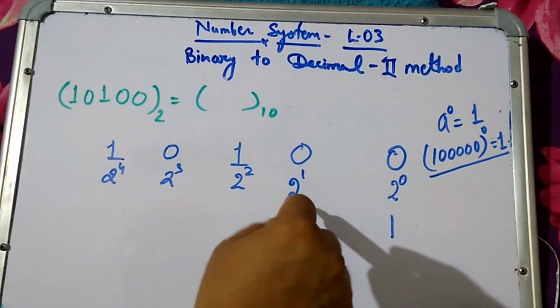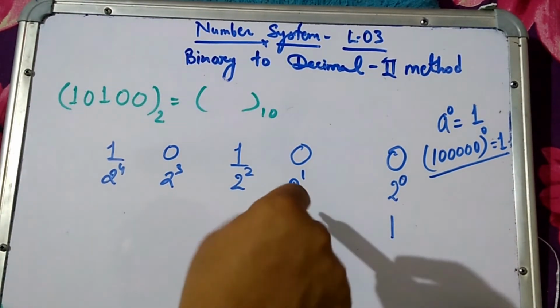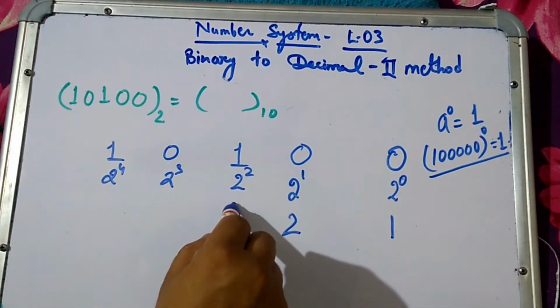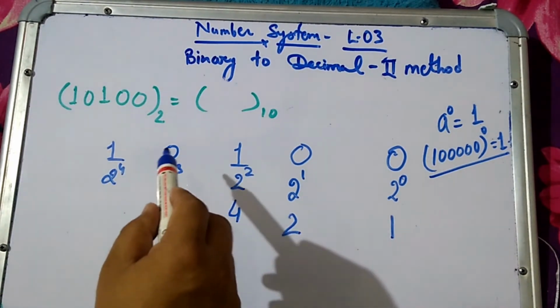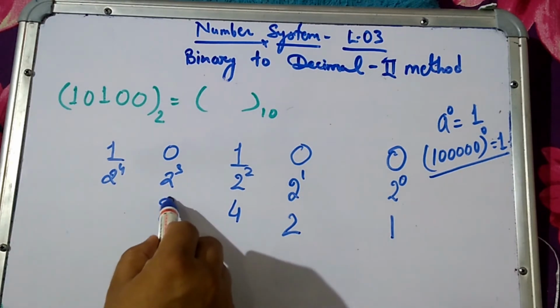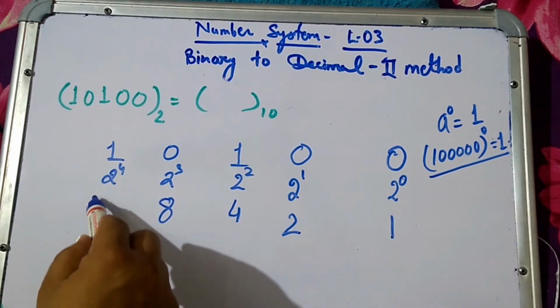Here 2 ones are 2. Here we have 2 twos are 4. Here we have 2 twos are 4, twos are 8. Here we have 2 twos are 4, twos are 8, twos are 16.